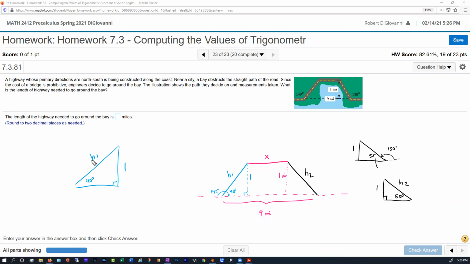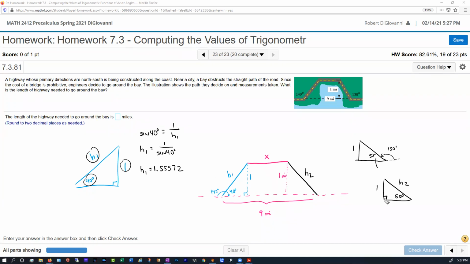Let's find hypotenuse 1. I have 40 degrees. I have the opposite and hypotenuse is what I'm looking for, so I'm going to use sine. Sine of 40 degrees should be opposite over hypotenuse, H1. I'm going to multiply both sides by H1 and then divide both sides by sine of 40. So H1 should be, on my calculator, 1 divided by sine of 40 degrees. This should give me about 1.55572. Okay, so that's H1.